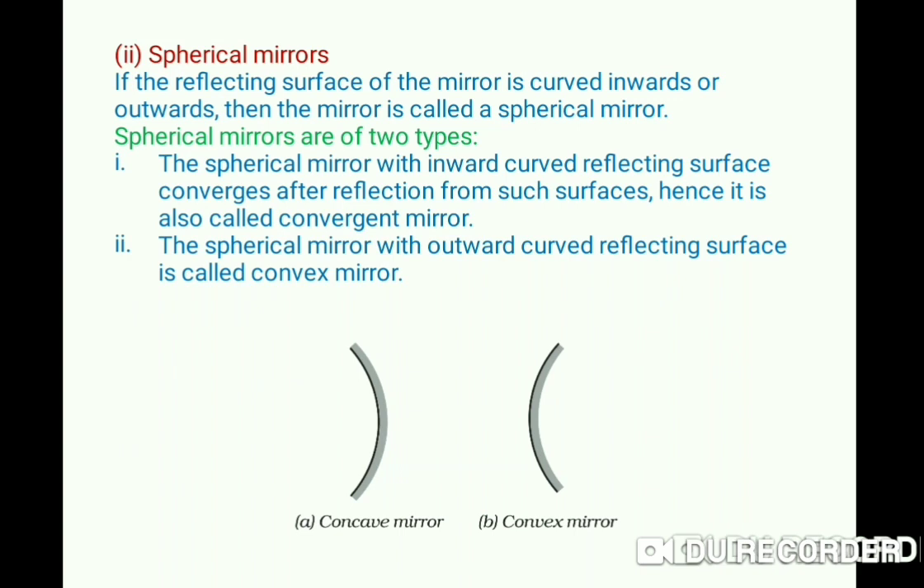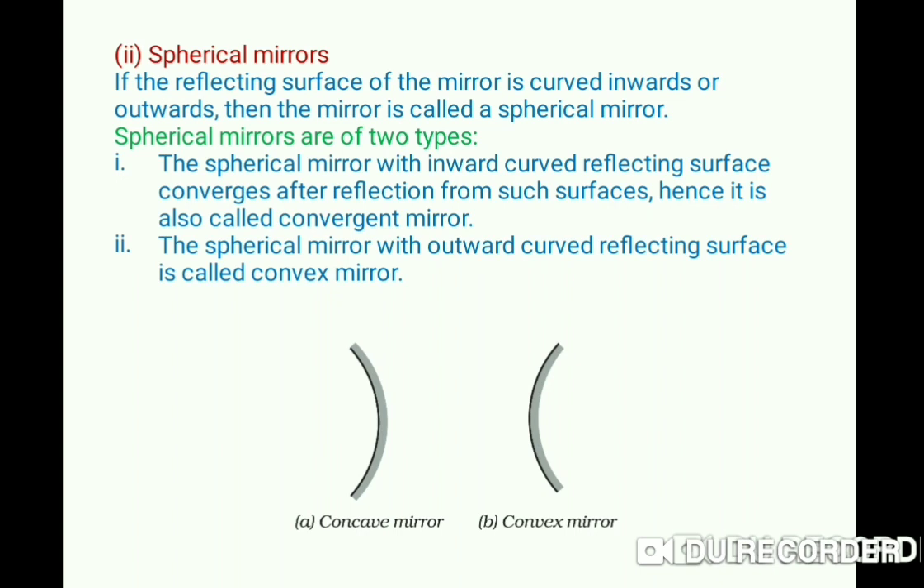Now, the second type of mirror is a spherical mirror. If the reflecting surface of the mirror is curved inward or outward, then the mirror is called a spherical mirror. That means if the reflecting surface is spherical, then the mirror is said to be a spherical mirror. Spherical mirrors are of two types.